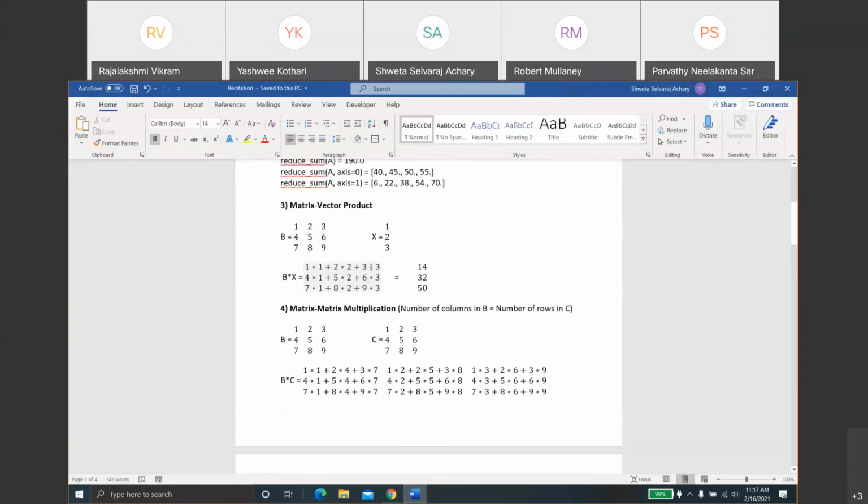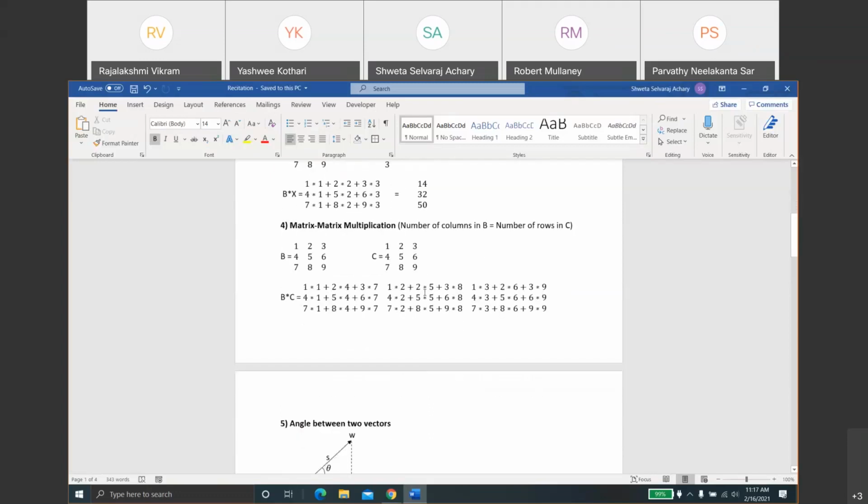That will be your first element of B cross X. The dot product of the second row with the vector will be your second element. The third row with the vector will be your third element. So a matrix into a vector will give you a vector.